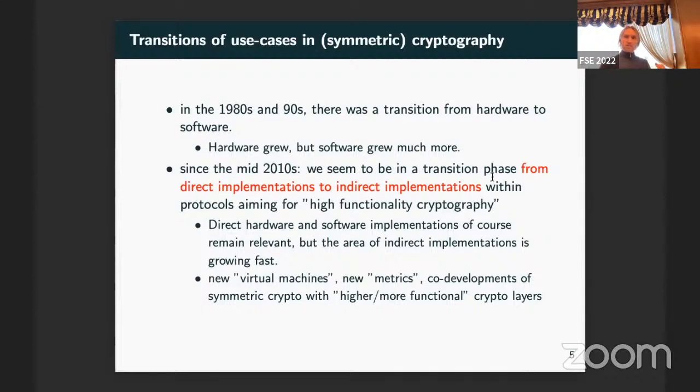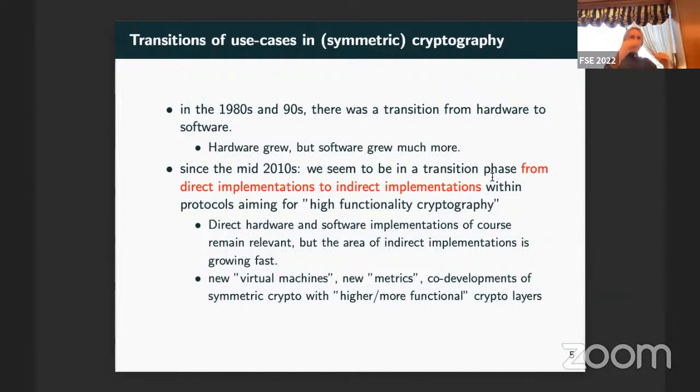And so maybe for us, a way to think about this is in terms of virtual machine or in terms of layers again. So whereas in the 80s, we had our hardware layer and then we built our symmetric crypto on top. Starting from the 90s, we had the software layer on top of the hardware layer and then we built our symmetric crypto on top.